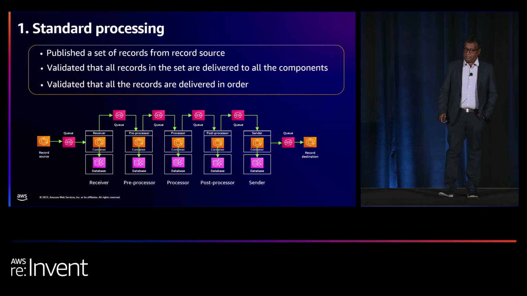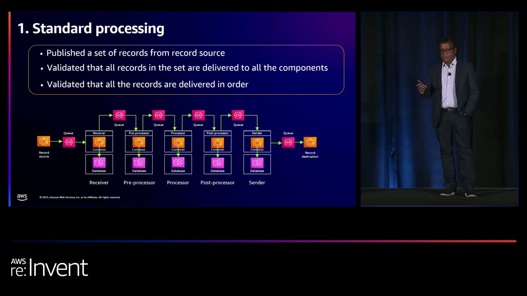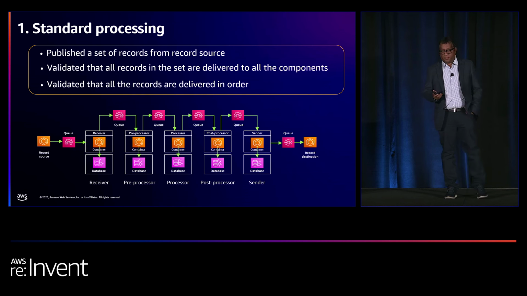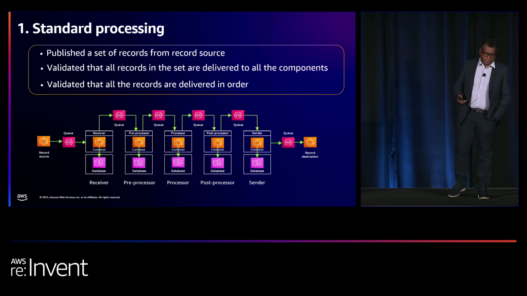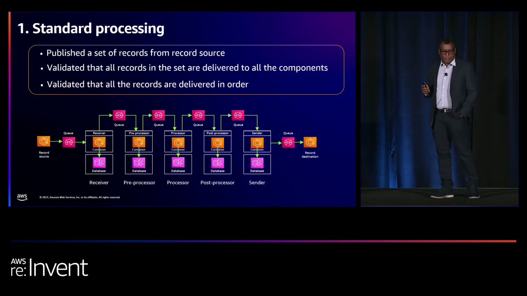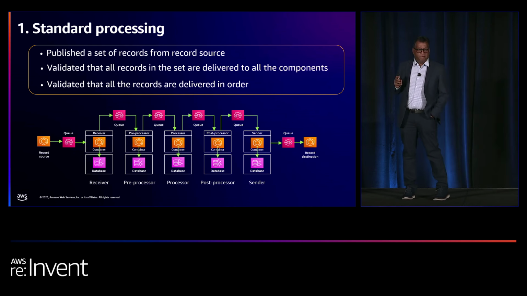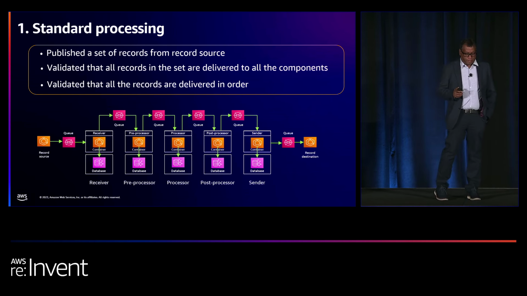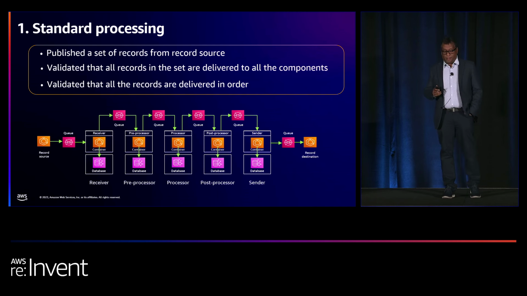I implemented 3 test cases, and each of these test cases is executed in an automated fashion. The first test case I executed was to simulate standard processing when all the state machines are healthy. When I executed the test case, it published a set of records from the record source, and it validated that all records in the set are delivered to all the components in order. If at any point of time any of the invariants are not met, it identified a defect that I had to investigate and fix. And this is how I verified that the transaction processing system I designed works as expected when all the state machines are healthy.